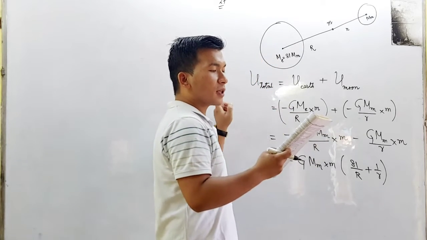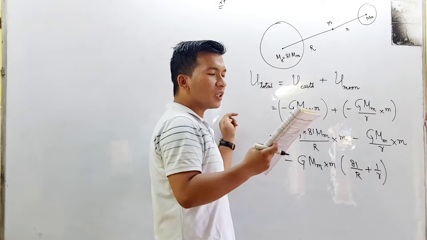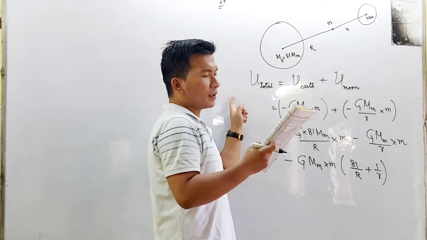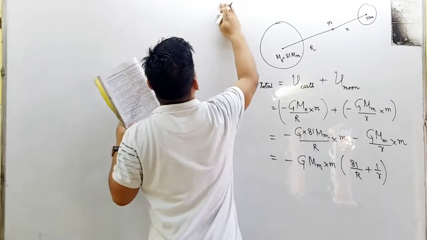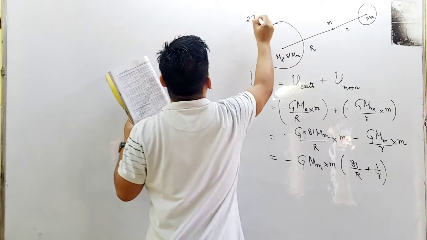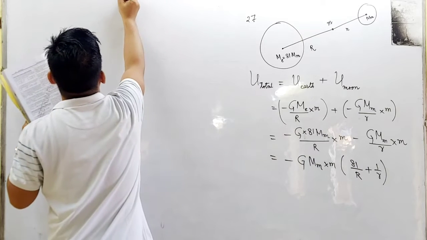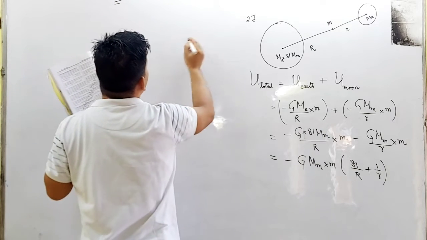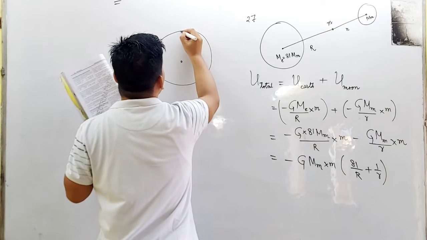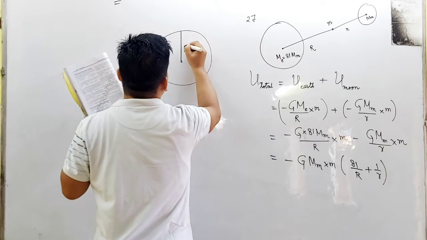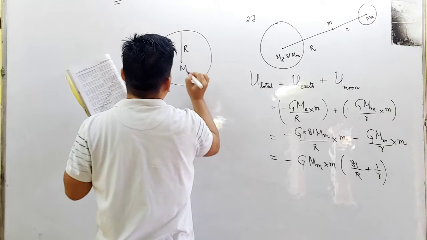Next question. Question number 29, 29 onwards, 30 onwards. Question number 29 is a very simple one here. If this is our Earth, this is our radius, and this is M.